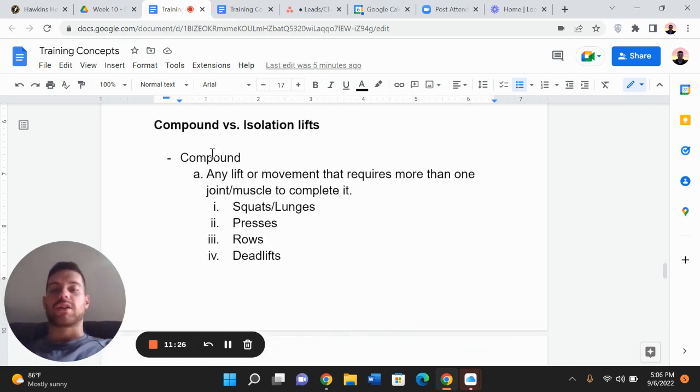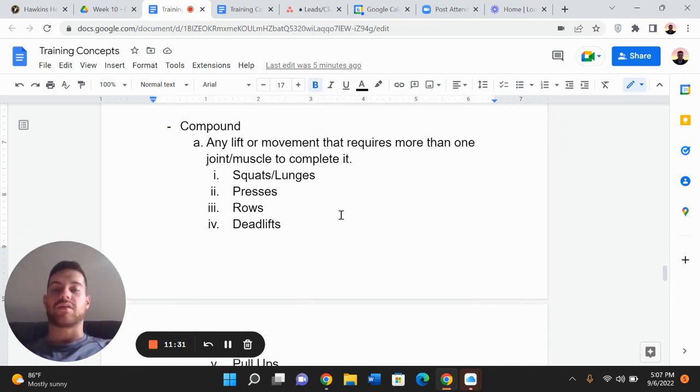So that's cardio. Now we're going to talk about lifting. So, compound versus isolation lifts. Compound lifts are any sort of movement or lift that requires more than one joint or more than one muscle to complete it.